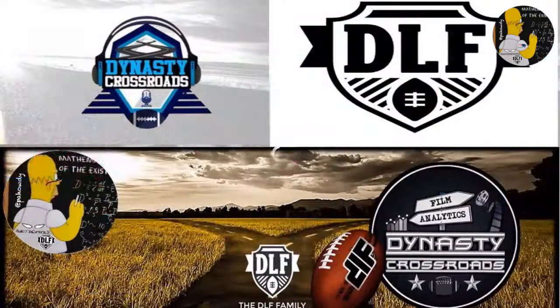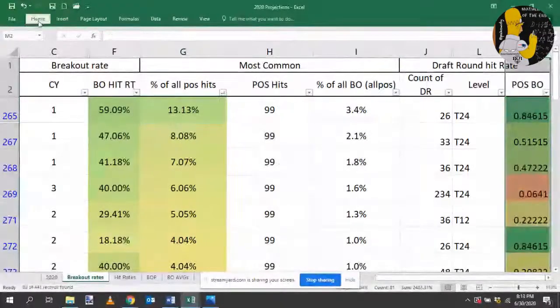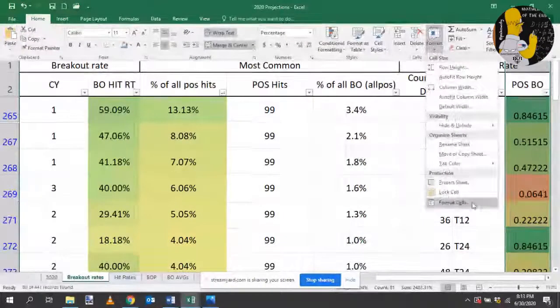So, all right, let me give you an idea of what I'm talking about, and then we'll look at 2020 players here. All right, so over here somewhere we have breakout. Oh, I didn't format it. Look at that, so unprofessional.